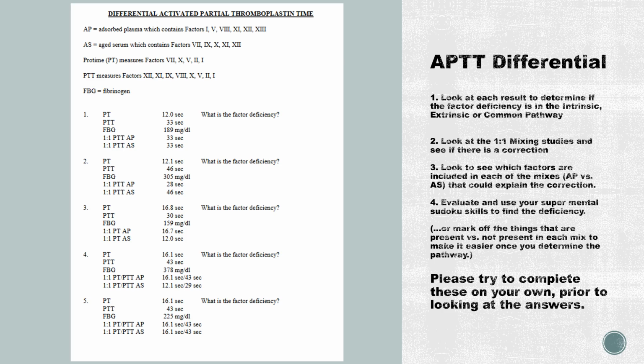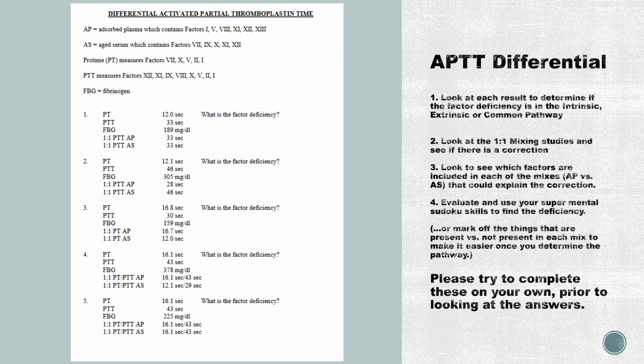Pro-time is 12.1. Ask yourself, is that normal or is that prolonged? In our case here, that is normal. Our PTT is 46 seconds. What do you think? Yes, that is prolonged. Fibrinogen. And then we have a couple of mixed studies, one with the adsorbed plasma and another one with the aged serum. And there is quite a bit of a difference here, right? Quite a bit of a difference.